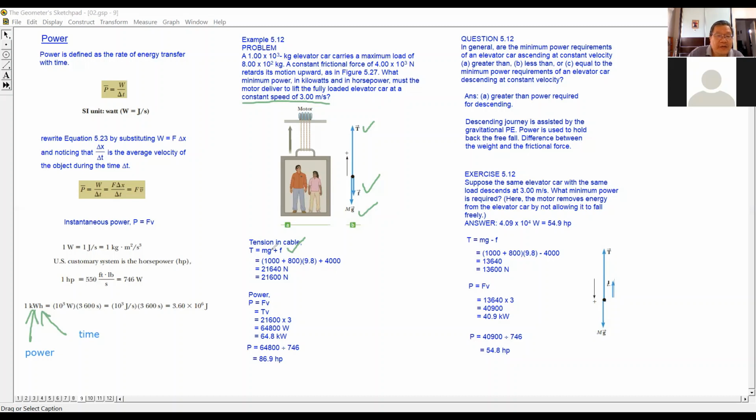So what is the weight? Weight is mg, the mass times the acceleration due to gravity. Mass is how much? 1,800 times this g, that will be the weight. How much is the frictional force? It is given here. The frictional force is 4 times 10 power 3, that is 4,000. So this is the force exerted by the cable to pull the whole thing upwards. So this is the tension. It is also the force used.